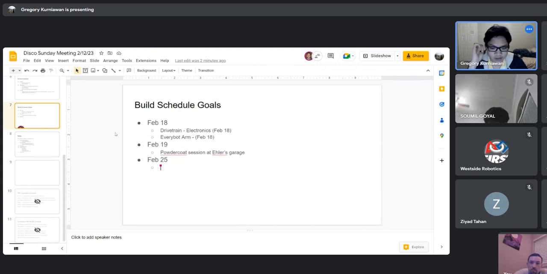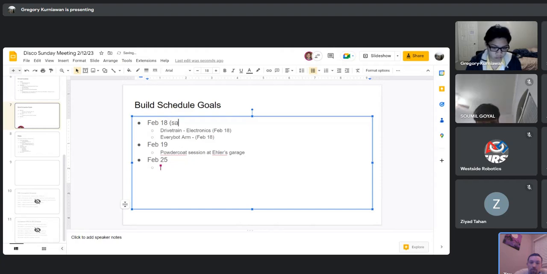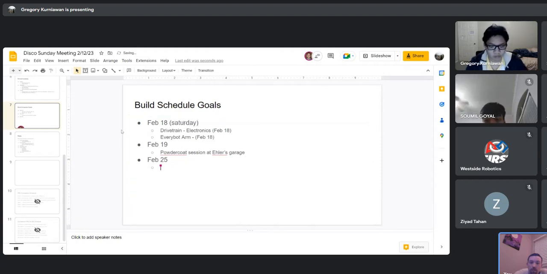Some goals. Andy, would you like to talk about this? Yeah, I just added this slide. I think we should aim for Saturday to try to get the drivetrain and electronics. It doesn't have to be perfect, but to pretty much have everything that we need in there. It might not work, but it's to a point where we feel like this is pretty locked in. And I put a Sunday in here where we take the drivetrain components and possibly the arm components to the Ehlers garage and we powder coat on Sunday, so we can do a full assembly basically by the next week.